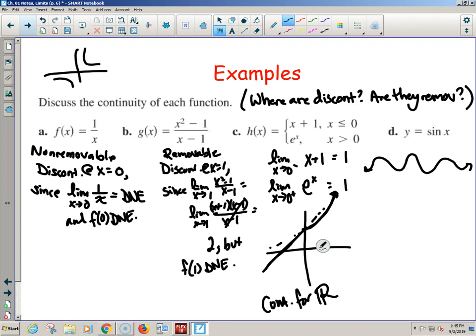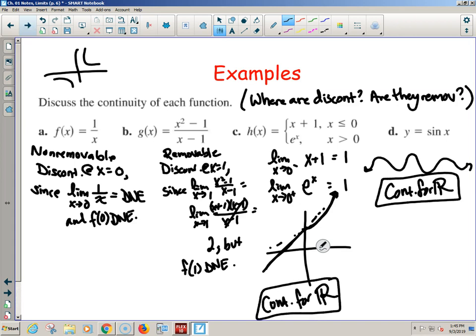It doesn't have any holes. It just keeps going. So, continuous. But some of you, to be honest, would have been kind of stuck on that one for a while.